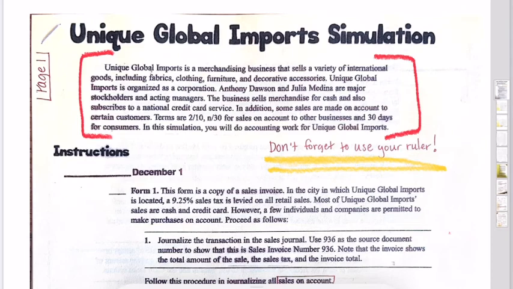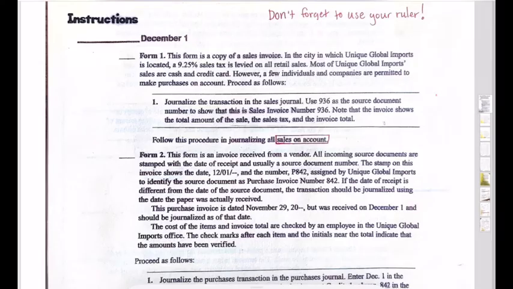Next, we're going to move on to the instructions. Next, you'll need to make sure that you have your journal pages out, your source document pages, and your instruction sheet. Right now, you do not need to have your general ledger or your accounts receivable or accounts payable ledger available. Looking on your instruction sheet, which is the yellow sheet, you will notice that it starts on December 1st.